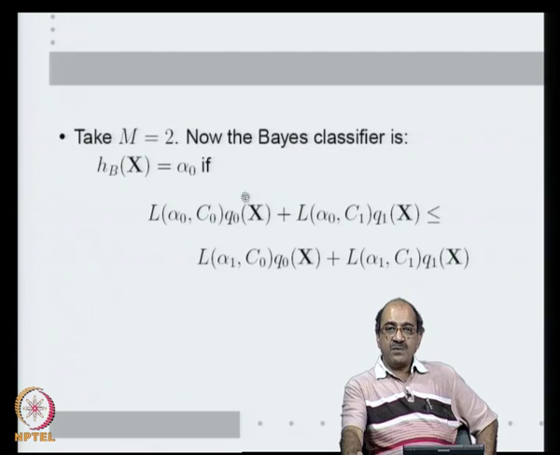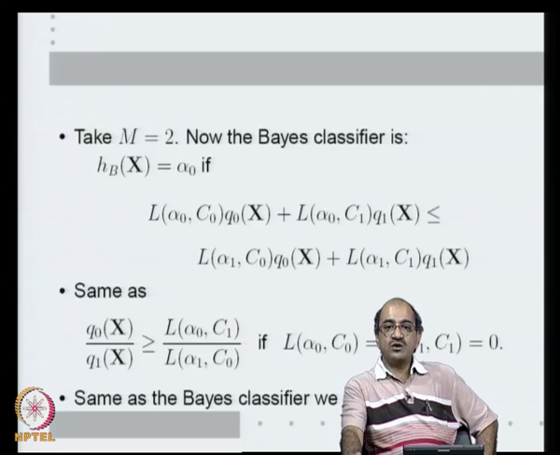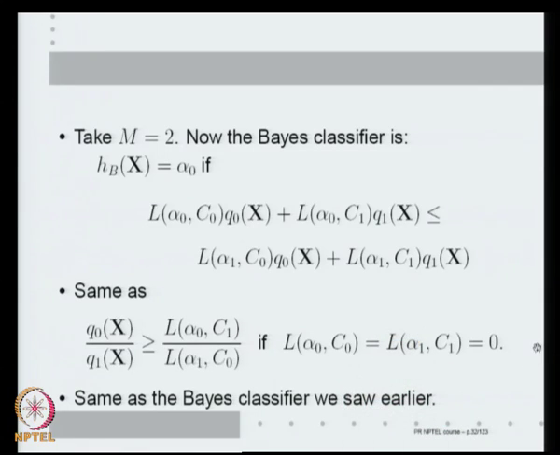Now, let us go back to our old loss function, where we normally put L(alpha_0, C_0) to be 0 and L(alpha_1, C_1) to be 0, because if you take the correct decision, there is no loss. So, if we assume L(alpha_0, C_0) is equal to L(alpha_1, C_1) is equal to 0, then what does this mean? This term will drop out, this term will drop out.